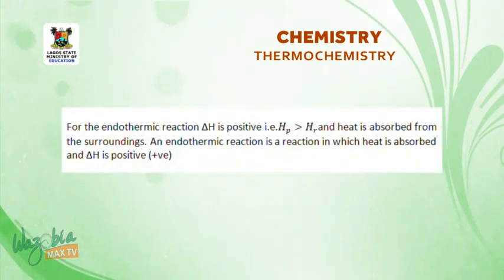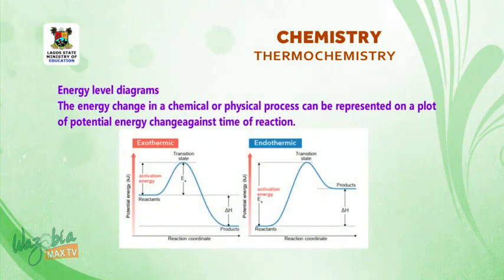For the endothermic reaction, delta H is positive, that is, HP is greater than HR, and heat is absorbed from the surroundings. An endothermic reaction is a reaction in which heat is absorbed and delta H is positive. Energy level diagram. The energy change in a chemical or physical process can be represented on a plot of potential energy change against the time of reaction.